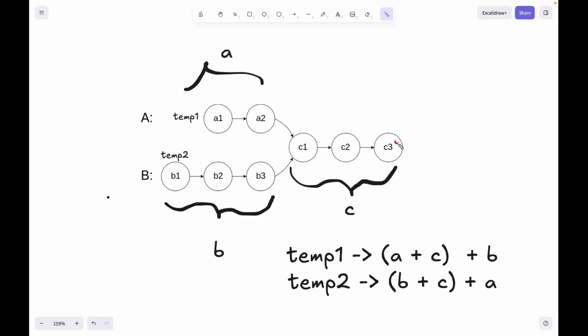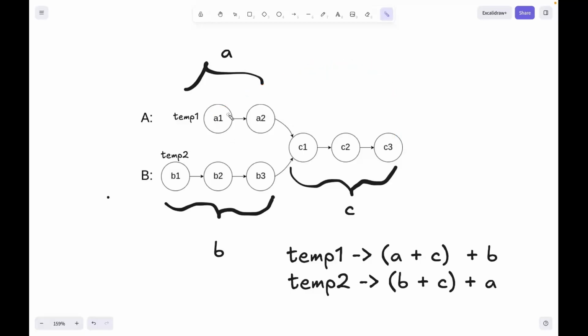When my temp1 moves to the null, what will happen? It will say go point to the head of the other linked list. So my temp1 moves to the B1 and my temp2 moves to the C3. When my temp2 moves to the null, I will say go to the A1.